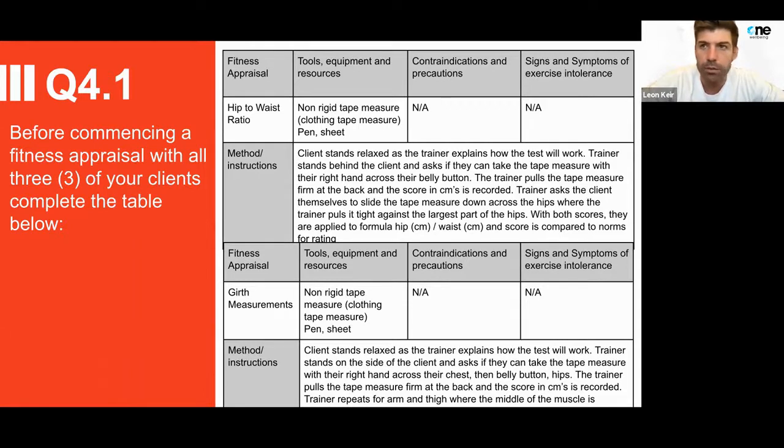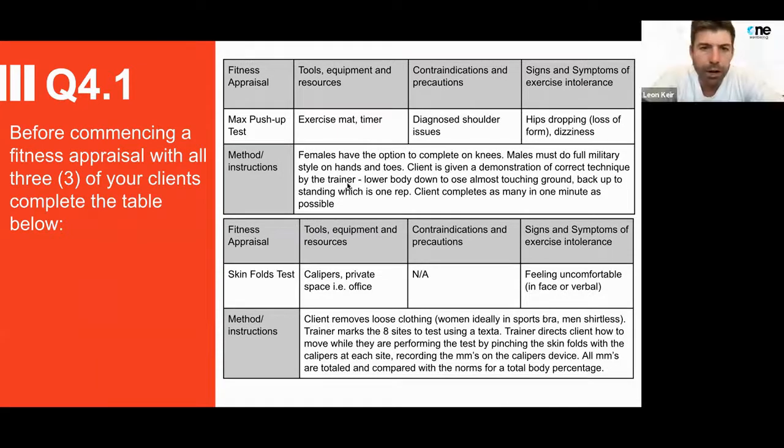So that's what girth measurements are good for. Does that make sense, guys? All good? Okay, from there, guys, we've chosen it.